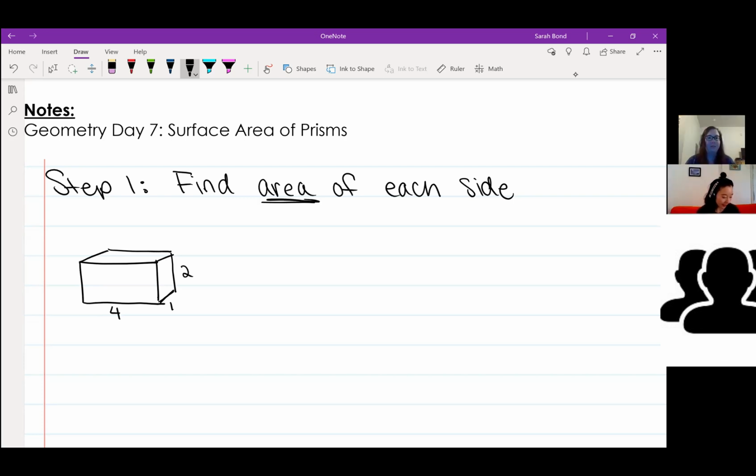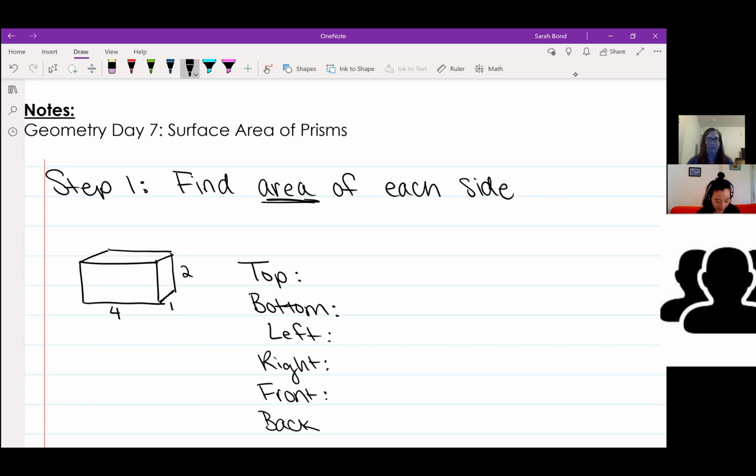When we have our boxes, we can just use words to describe each of the sides. So we have a top, bottom, left, right, front, back. So these are all 6 sides. We have to think about unfolding the box.